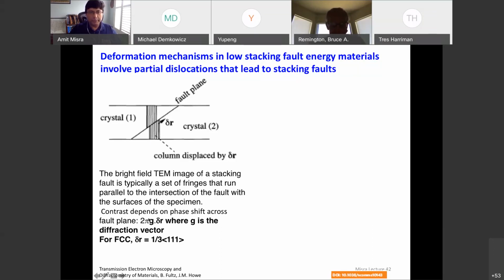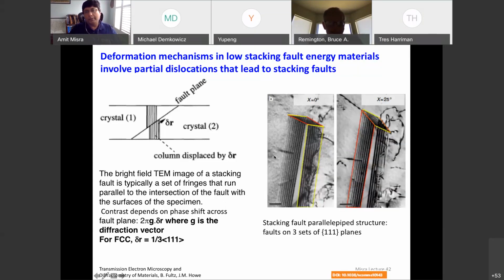And the contrast will depend on these parameters: the reflection vector, the diffraction vector that's used to image, dot product with delta R. And if that product is 0, then you don't get any contrast. And if the product is not 0, then you'll see contrast like these fringes. And that is very typical of a stacking fault contrast. And in this case, this is the reference here. It's from the same paper from high entropy alloy. They have seen stacking faults on 3 sets of 111 planes, creating like a parallelepiped structure. It's not a single fault, it's faults on 3 different 111 planes. Sometimes you can get faults on all 4 and create like a stacking fault tetrahedron.